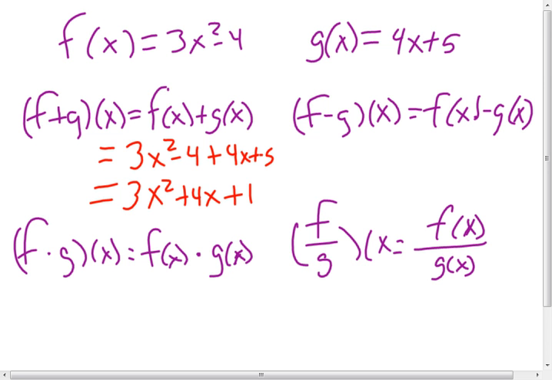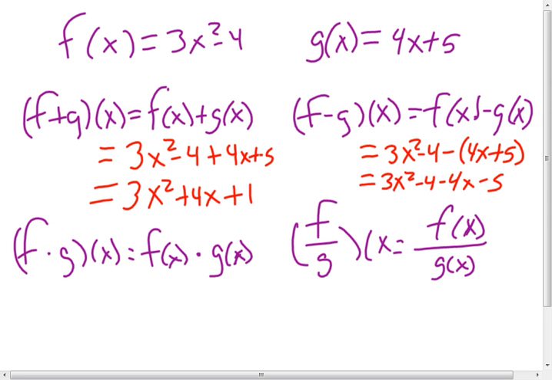The second one is a minus, so you do the same thing, 3x squared minus 4 minus, and then always put the g of x in parentheses so you can change the sign properly. So now let's change the sign, 3x squared minus 4 minus 4x minus 5. So the answer is, after we simplify, 3x squared minus 4x minus 9.